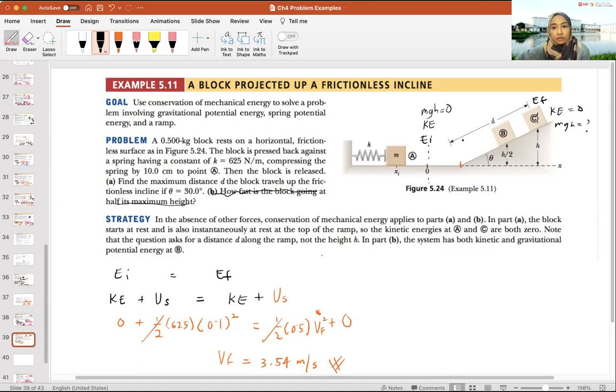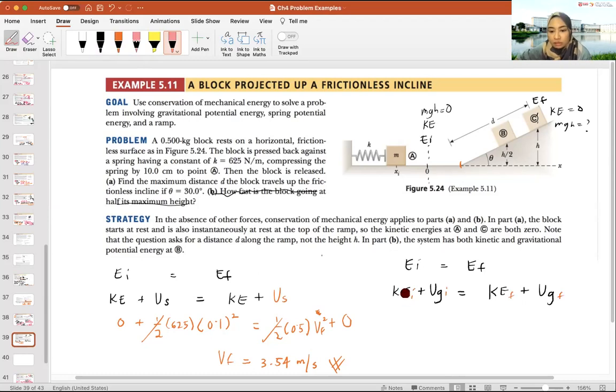So let's try to have EI and EF over here. Hopefully kita boleh cari D. So EI equals to EF. So this becomes KE plus UG. Now we're not talking about the spring anymore. We're talking about gravitational potential energy. We are going to do work against gravity. So KE final plus UG final. So let me write that initial, final.